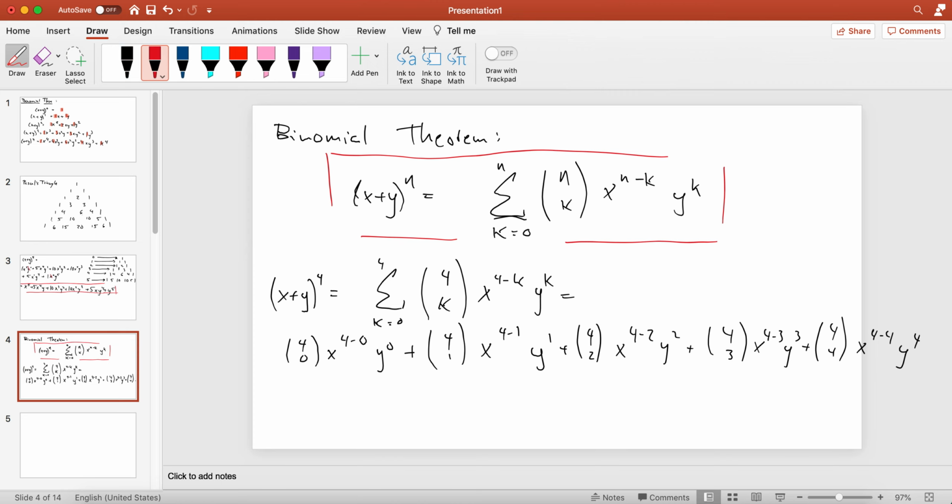Why would I want to do this? I have to do 4 choose 0 and 4 choose 1 and 4 choose 2. That's so much work. Well, actually, again, you can bring in Pascal's triangle. Pascal's triangle will tell you what those values are without the need for you to compute it. Let me draw this a little nicer.